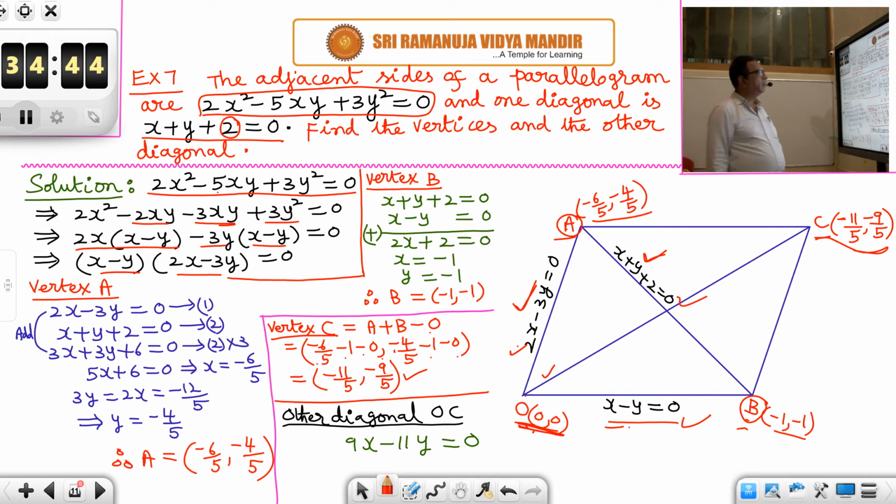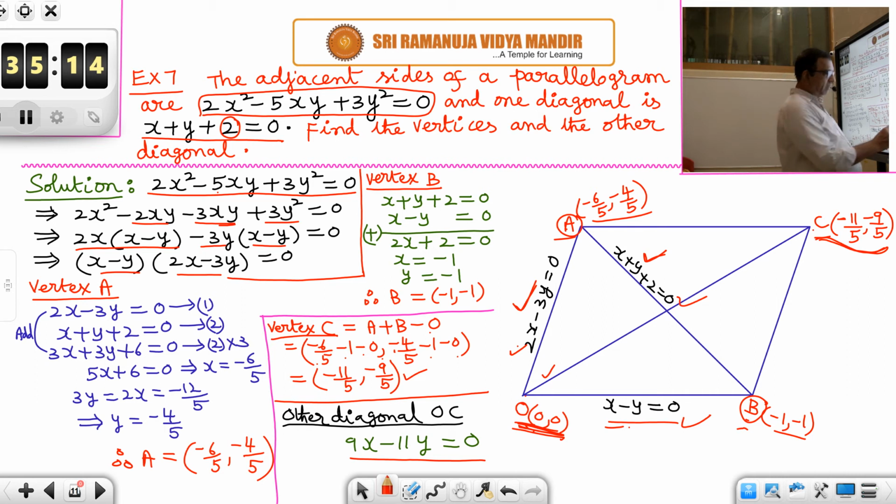Okay. Now, equation of the other diagonal. Other diagonal is OC. So, 0, 0 is one point, minus 11 by 5, minus 9 by 5 is another point. Using 2-point formula, you can get the equation easily. It is 9x minus 11y is equal to 0. Okay. 9x minus 11y is equal to 0.